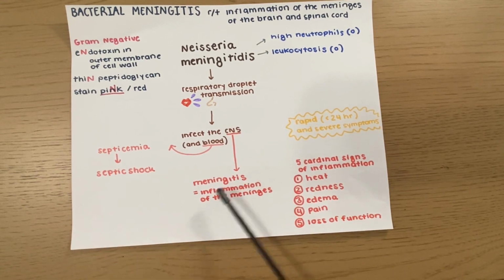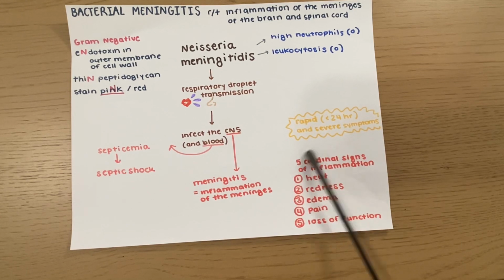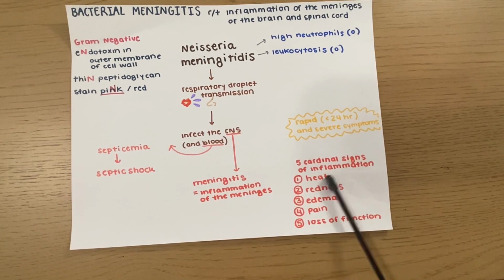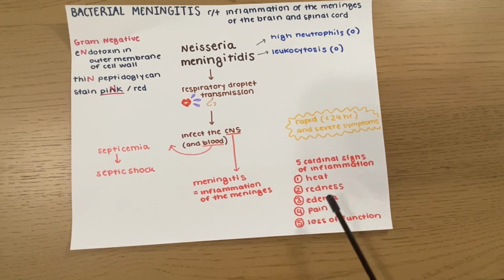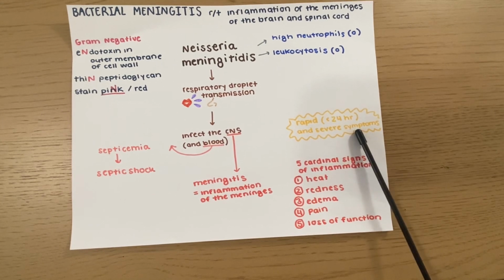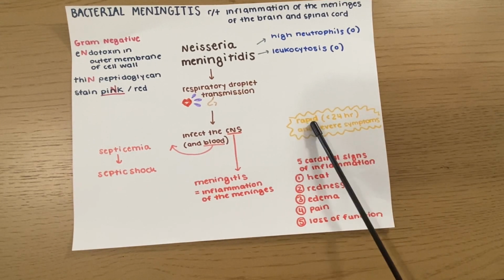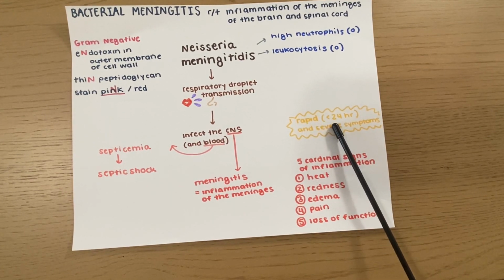Meningitis, to review again, is inflammation of the meninges. So if you recall, the cardinal signs of inflammation are heat, redness, edema, pain, and loss of function. So this will relate to the symptoms. And the symptoms are going to be severe for bacterial meningitis, and the onset will be rapid, which is less than 24 hours.